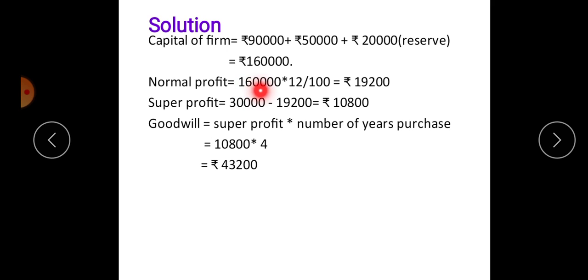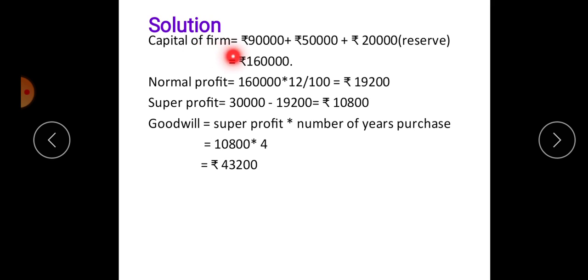Normal profit is capital employed into normal rate of return. Normal rate of return given was 12%. So 12% of 1,60,000 is 19,200 rupees. Super profit formula is average profit minus normal profit. Average profit according to the question is 30,000, and the normal profit we had calculated is 19,200. So the difference, 10,800 rupees, is the super profit. Goodwill is valued at 4-year purchase of super profit. 10,800 multiplied by 4. So the firm's goodwill is 43,200 rupees.